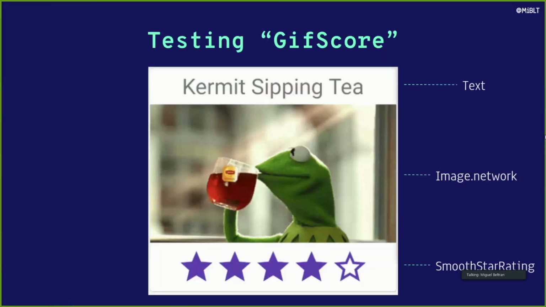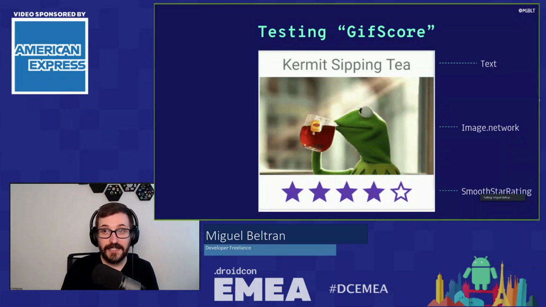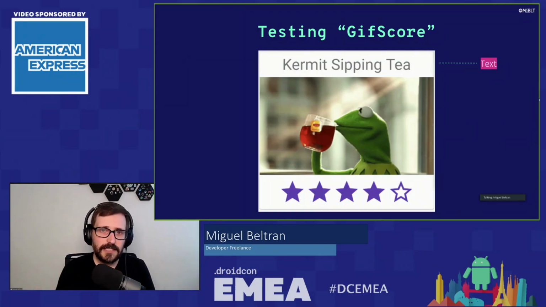Here we have a widget from the app, and it is called GifScore widget. This widget takes a GIF object and displays it, showing the title in a text widget. The image, which is from a URL, is displayed in an Image.network widget, and it also uses a custom widget called SmoothStarRating to display the rating. For this test, I will just be focusing on the text.